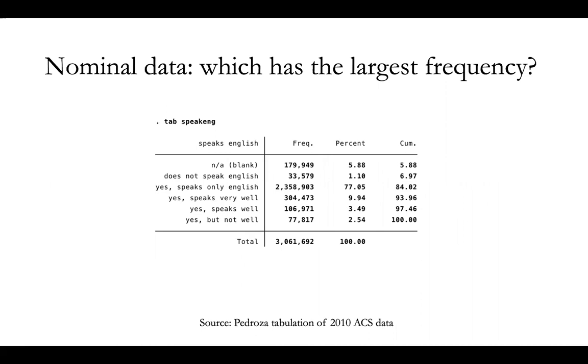With nominal data, if we want the mode, all we're doing is looking for which of these categories has the most observations. So here I tabulated the variable we worked with last week, English speaking ability. And clearly, by far, the most common is this category. That's the mode. 2.3 million people who answered, yes, I speak English. In fact, I only speak English. These are monolingual English speakers, the most common.